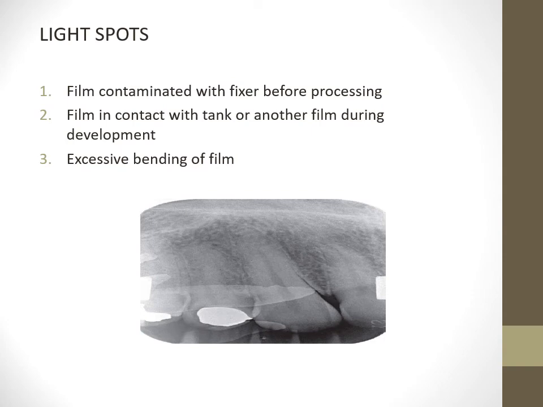Next is light spots. Light spots can happen due to film contaminated with fixer before processing. Even before the film is developed, if it comes into contact with fixer, it happens. That is a light radiograph with light spots or dots, which you are able to see there, that artifact. You have to put it in the developer and then into the fixer. If it comes into the fixer before that, this artifact can be seen.